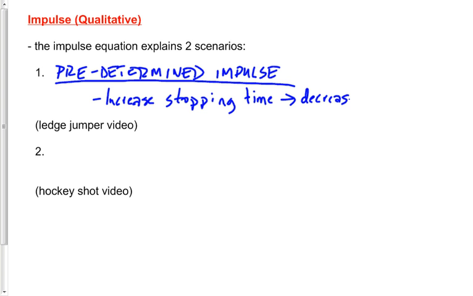I'll show you some numbers just to illustrate this mathematically. Our impulse is equal to F times delta T. Let's say that our impulse is 10, and it's predetermined, so it's going to be 10 no matter how we stop the object. Let's say the force is 5. What's my time got to be? 2.